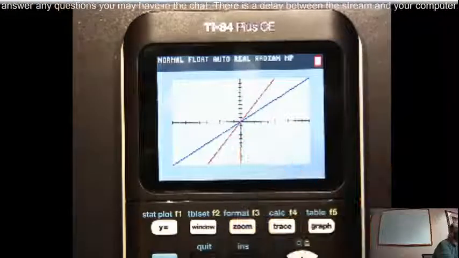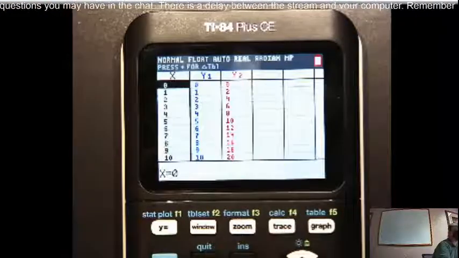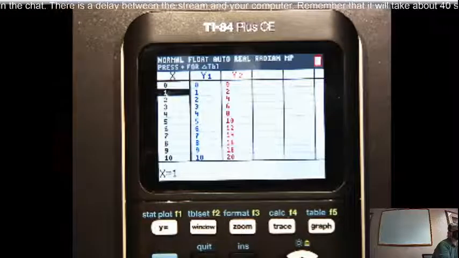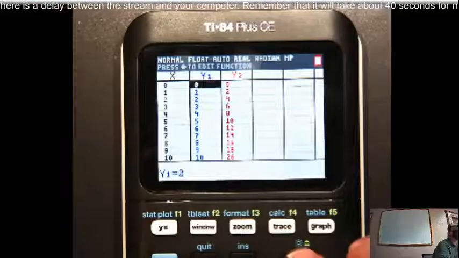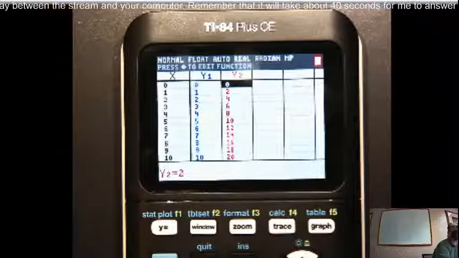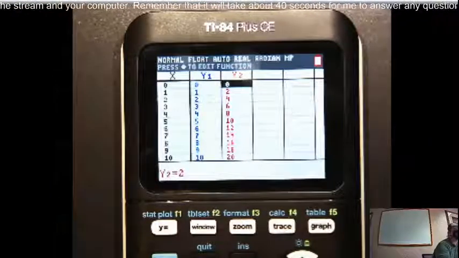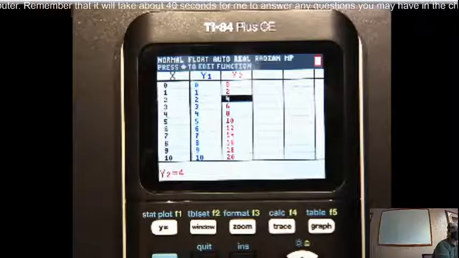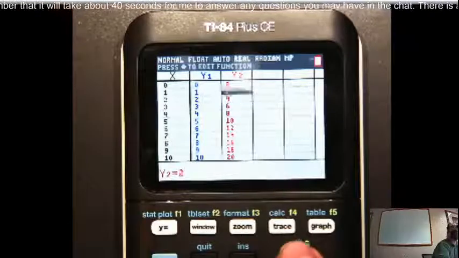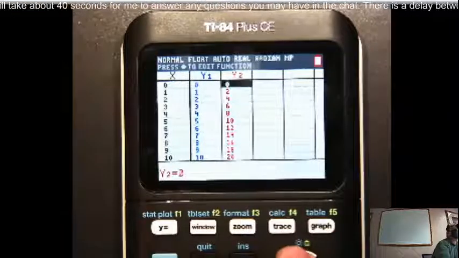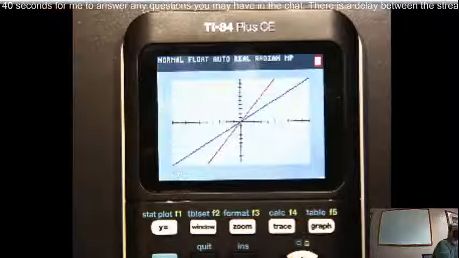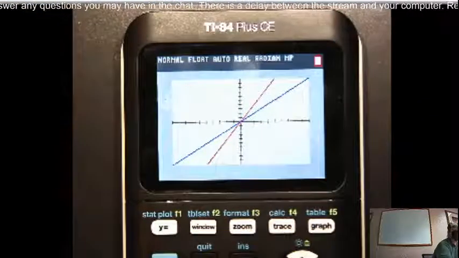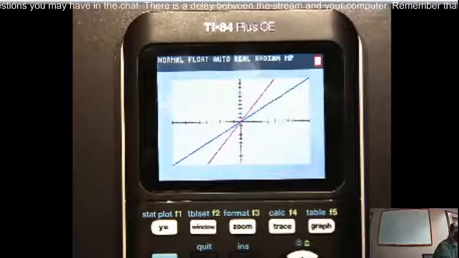So what has happened here? Well, again, if we go to our table, y equals x, so 0 equals 0. If we put in a 1 for x, we get a 1 for y. Over here, we are multiplying by 2. So 0 times 2 is 0. 1 times 2 is 2. 2 times 2 is 4. 3 times 2 is 6, and so on. But if we look at our graph, what it's really doing is increasing the rate at which our graph increases. It's making it go steeper.